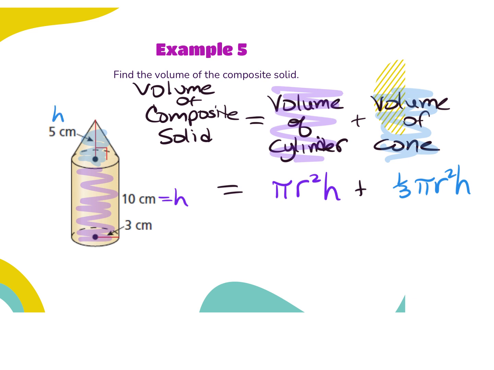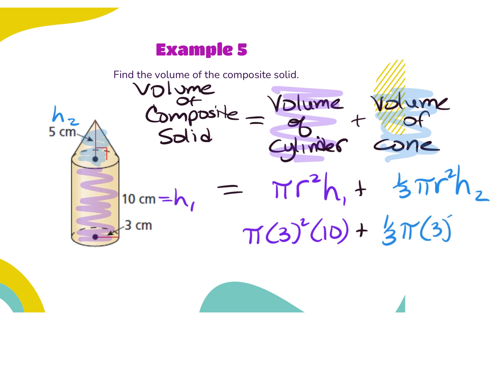So if you want to add little subscripts and say this is going to be height number 2, and this will be height number 1, you don't necessarily have to do that. Just know that the cylinder has a different height than the cone. So if I fill this in, pi times 3 squared times its height, which is 10. And then over here, do 1/3 pi times 3 squared, and its height is 5.